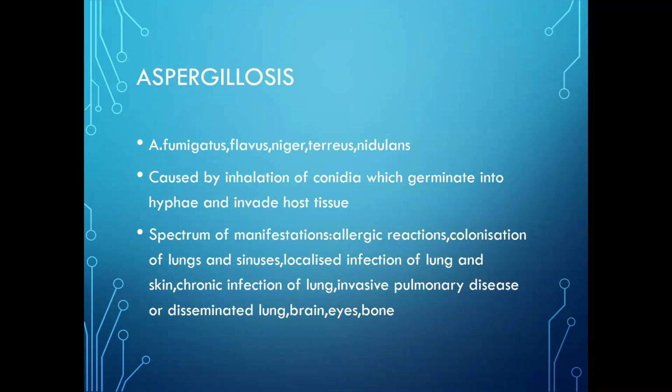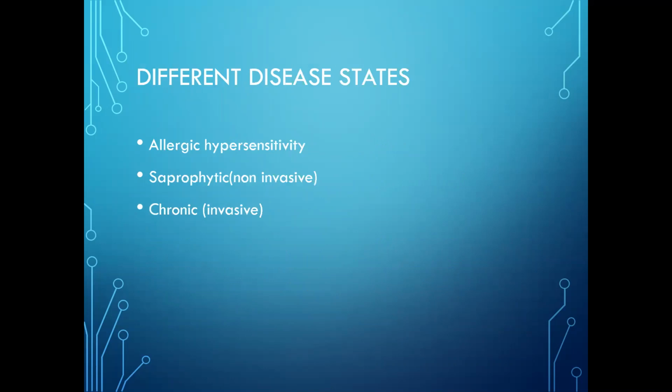These are the common species of aspergillosis, caused by inhalation of conidia, which germinate into hyphae and invade host tissues. There is a spectrum of manifestations: allergic reaction, colonization, and localized infection of the lung, and invasive pulmonary disease, or disseminated disease to the lung, brain, eyes, and bones. These are the different disease states: allergic hypersensitivity, saprophytic non-invasive, and chronic invasive.